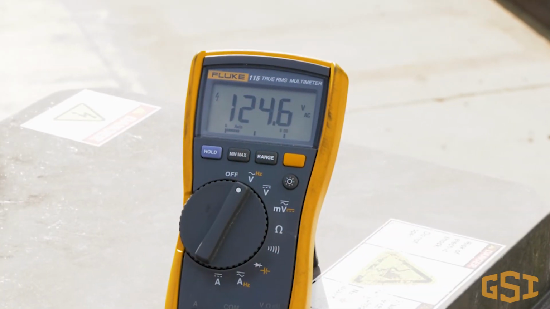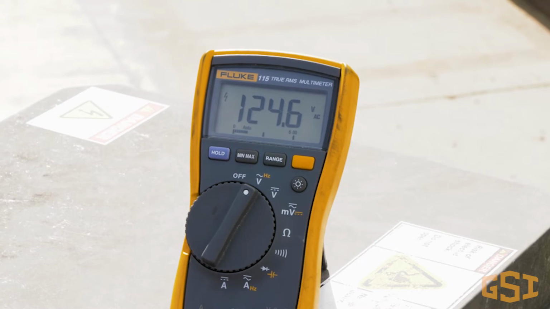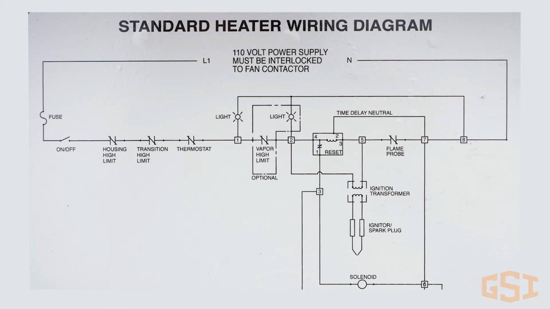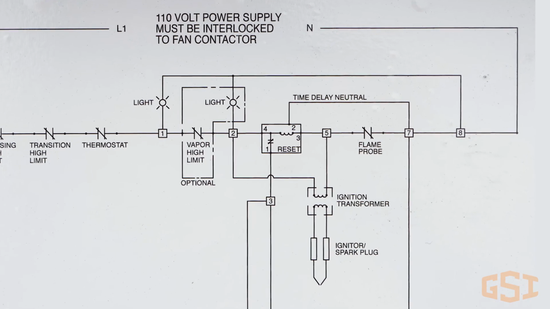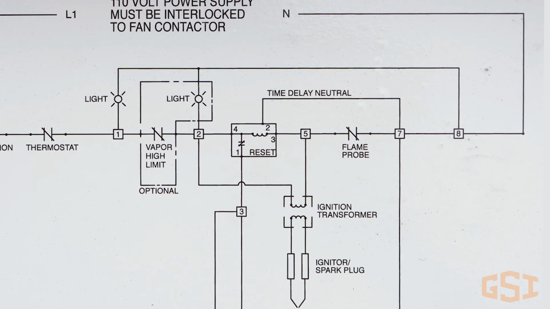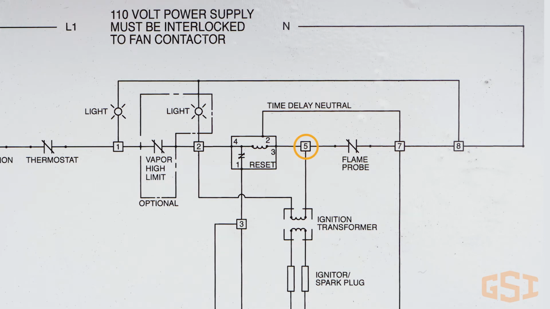Now that we have incoming power across terminals 1 and 8, let's take a closer look at the flame switch and time delay relay circuit on the schematic. Here you see the actual flame safety circuit. The circuit consists of a 30-second time delay relay and the flame switch. If you look at terminal 2, you will see that it connects the incoming voltage from terminal 1 to one side of the coil in the 30-second time delay relay. Now, look at terminal 5. Terminal 5 connects the incoming neutral from terminal 8 through the normally closed flame switch to the other side of the coil of the 30-second time delay relay.